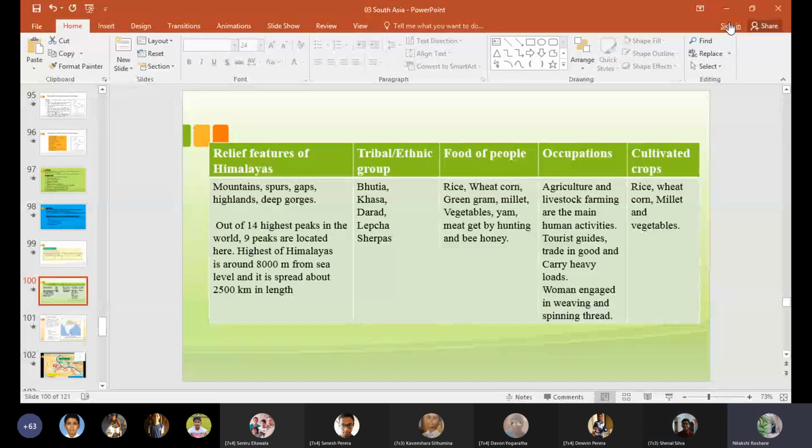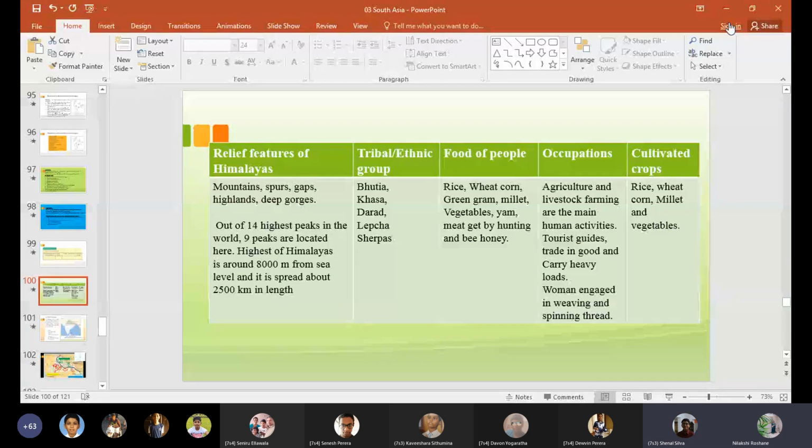Food of people: rice, wheat, corn, green gram, millet, vegetables, yam, meat got by hunting, and bee honey. Occupations: agriculture and livestock farming are the main human activities. Tourist guides, trade in goods, and carrying heavy loads. Women engaged in weaving and spinning thread. Yes. So the cultivated crops?